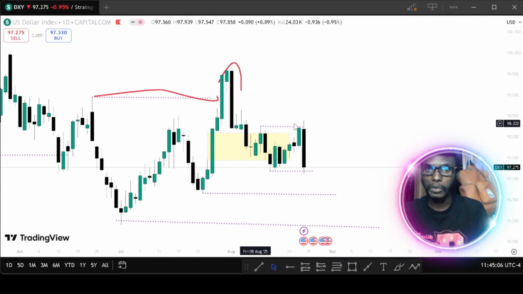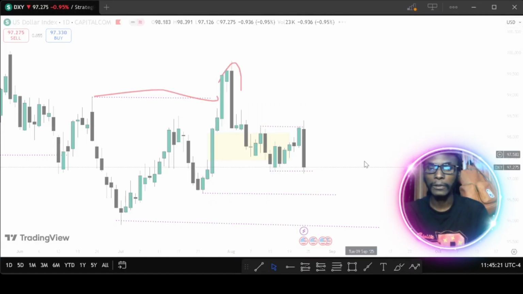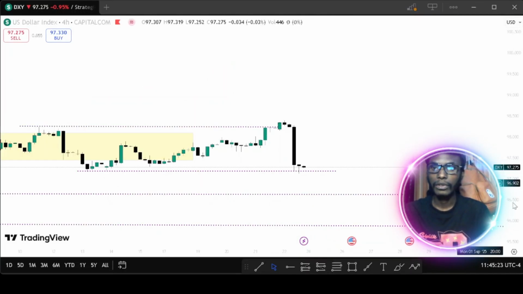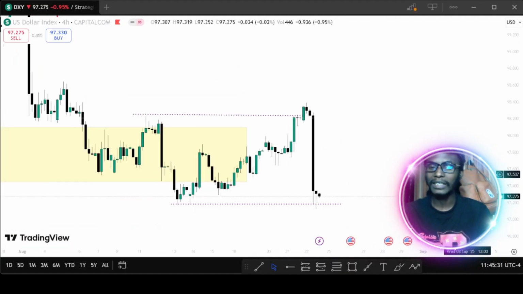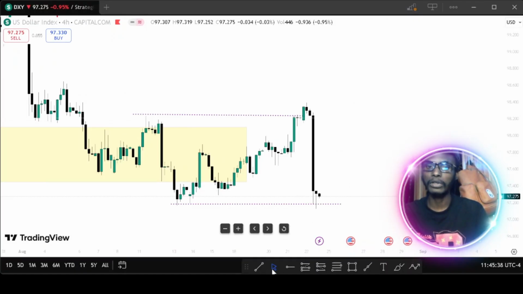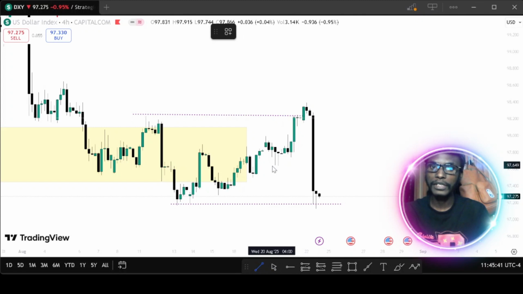So from this sweep, that is where I will now scale down to the 4 hours time frame to know what actually happened after price swept this inducement over here. So I'll go back to 4 hours. We can actually see what happened clearly. I don't need to even extend anything. You see what happened. Price gave us this 4 hours change of character, which means our 4 hours market structure shift right here.